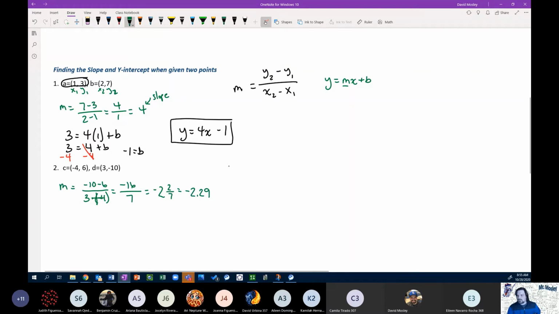Okay, so you're asking, on number 1, why did I do 3 equals 4 times 1 plus b? I'm replacing y with 3, the y coordinate from point A, and the 1 replaces x in the general form of the rule, where we have y and x. So I take the x and y coordinate from one of the 2 points, and it doesn't matter which one I choose, I'll get the same result, so that then I can solve for b.